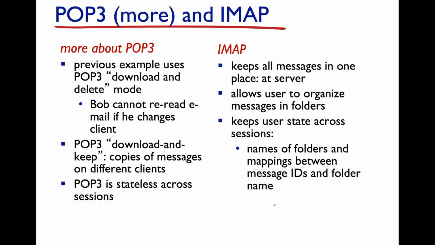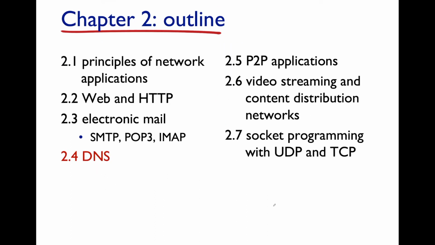IMAP's big contribution was to allow you to create folders, and these folders are places or storage containers, if you will, in which you can place messages. So now, as the amount of email that someone received started to grow, it gave you the ability to organize it. And so it keeps state across sessions. It remembers the names of the folders and which email messages are mapped to which folder. And so when you access IMAP, it's all kept at the server, again, until you explicitly delete something.